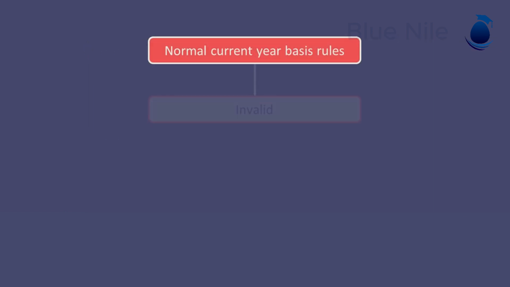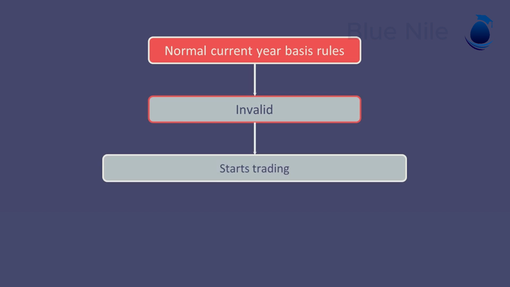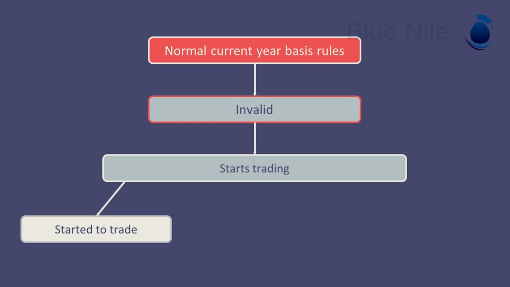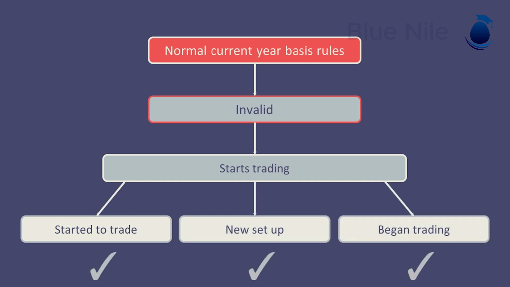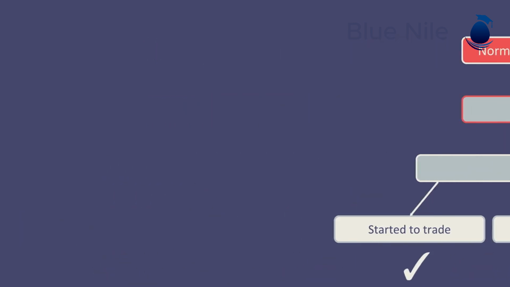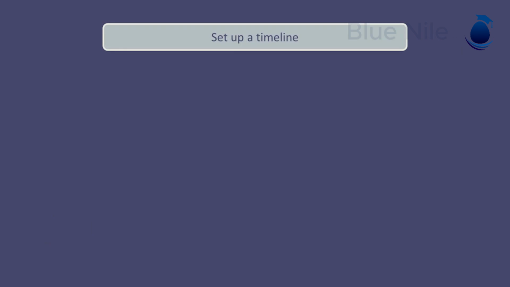One of the situations where the normal current year basis rules won't work properly is where a trader first starts trading. In questions we'll be told they have started to trade on a certain date, or set up a new business, or began trading, all meaning the same thing. Again, the best way to approach these questions is to set up a timeline to summarize all of the dates quoted, which we can then use as a guide to help us. We can talk through the general rules first without any specific dates, and then work through a series of examples to show how those rules would apply.